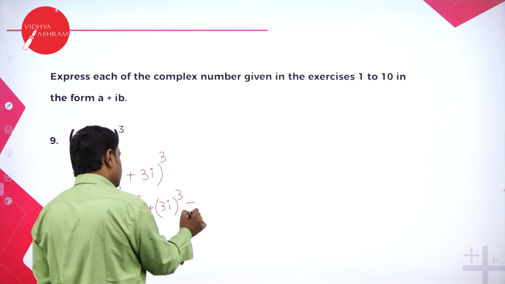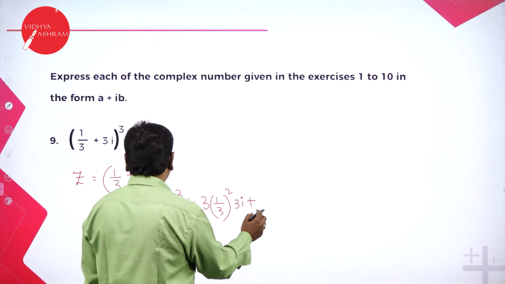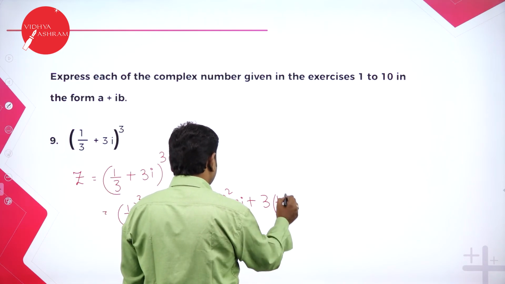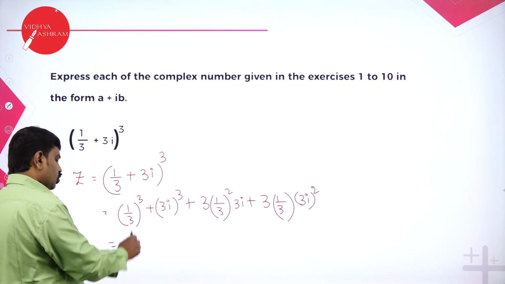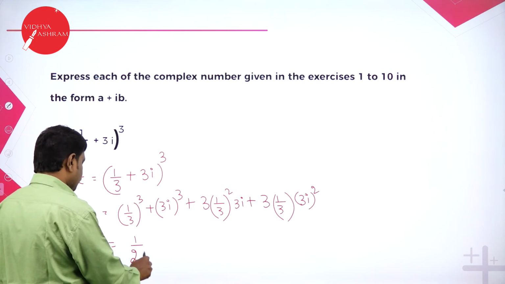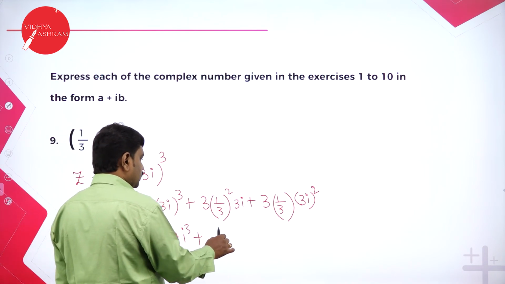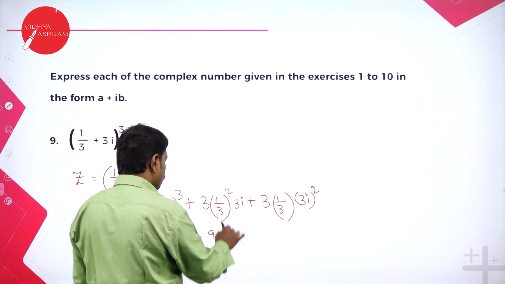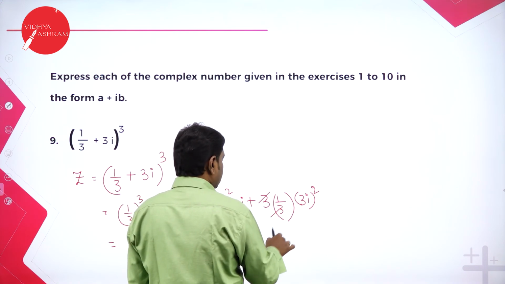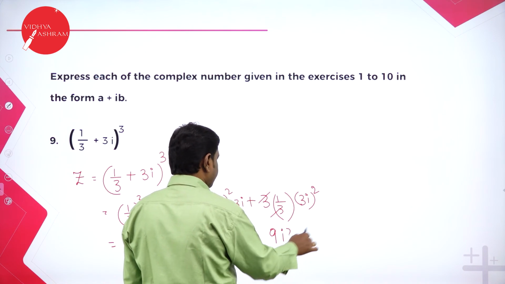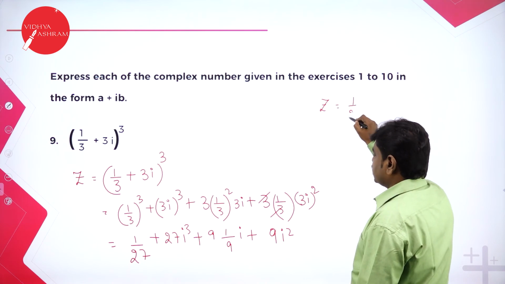A cube plus B cube plus 3A square B, 3 times 1 by 3 whole square into 3I, plus 3AB square, 3 into 1 by 3 into 3I the whole square. Simplify this. 1 by 3 the whole cube: 1 cube is 1, 3 cube is 27, plus 3 cube is 27, I cube, plus here 3 3s are 9, 1 by 3 whole square is 1 by 9 into I, plus 3 and 3 I can cancel, and I'm left with 3 square. 3 square is 9, I square. Further you simplify here, you'll get Z is equal to 1 by 27 plus I cube.